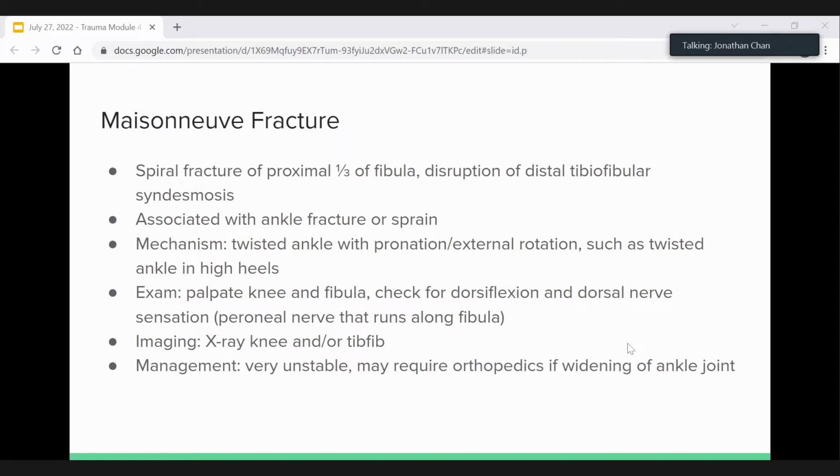When you do imaging, you do want to get an X-ray of the knee or the tib-fib to look at the proximal part of the fibula. And the reason why there's high morbidity for these types of fractures is because it is considered a pretty unstable ankle fracture when you have a broken fibula as well. And it does require an orthopedics consult if you have any widening of the ankle joint.